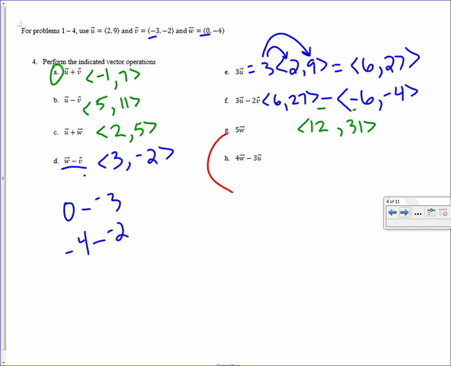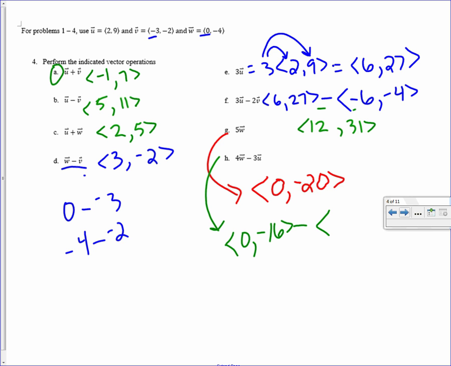All right, g I'm going to put down here. 5 times w, so I'm multiplying everything by 5. 0 times 5 is still 0. And then for h, we're going to do 4w minus 3u. So 4w is 0, negative 16, minus 3u, which is 6, 27. And then we're going to subtract carefully, watching our negatives. 0 minus 6 is negative 6. Negative 16 minus 27 is negative 43.